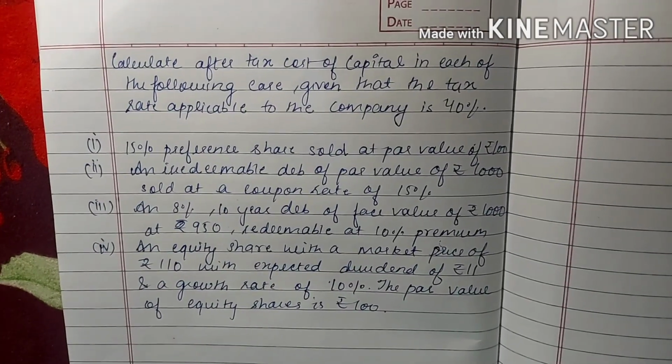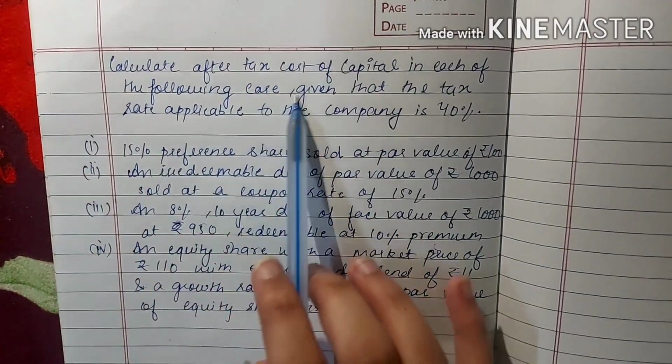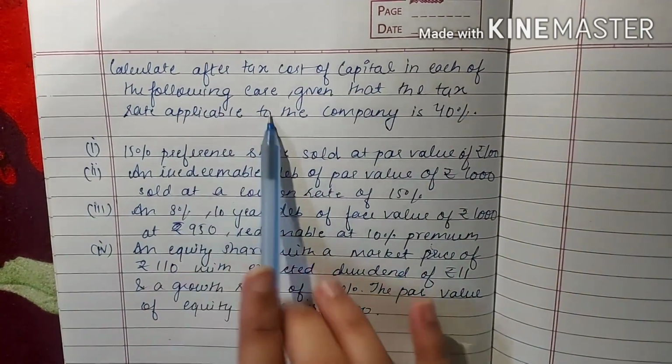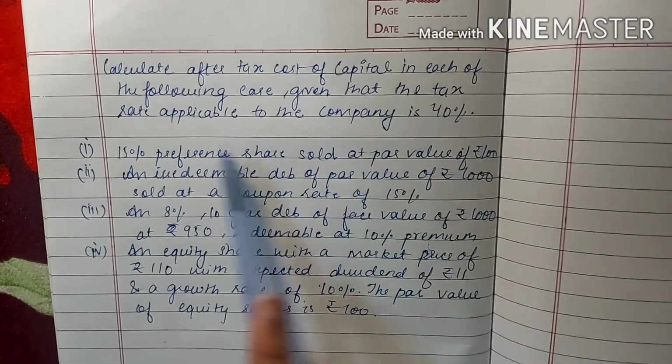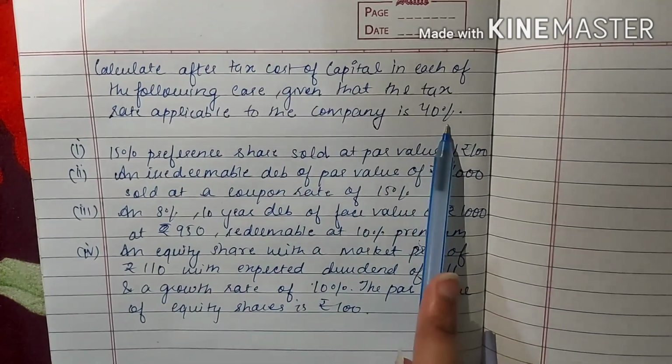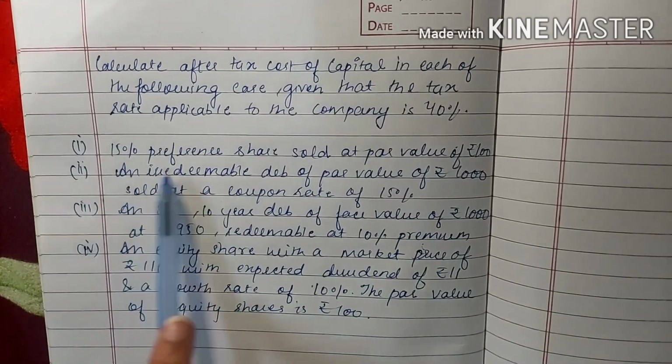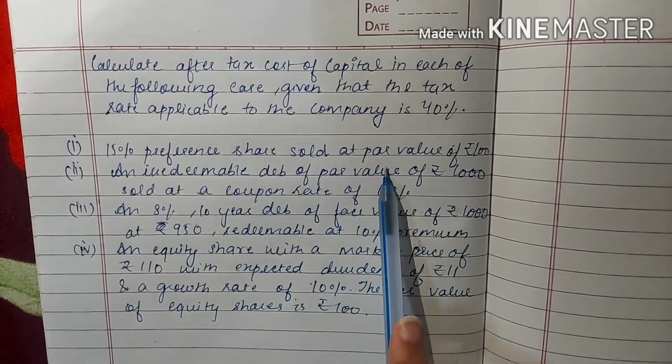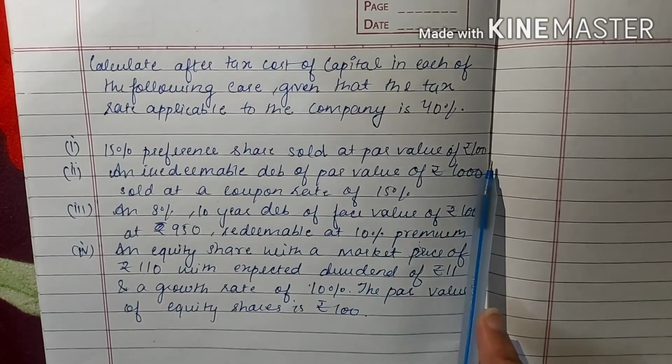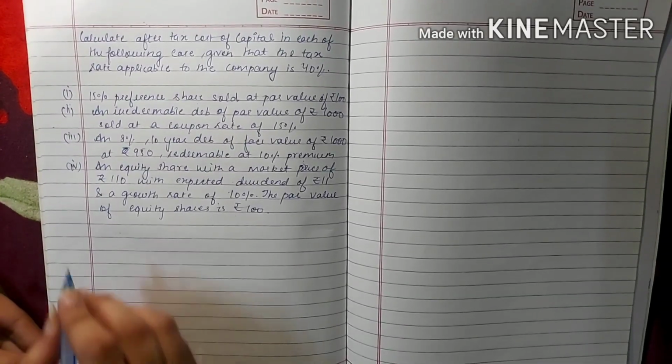Now let's solve a question. Calculate after tax cost of capital in each of the following cases, given that the tax rate applicable to the company is 40%. First is 15% preference share sold at par value of rupees 100. Let's solve the first part.